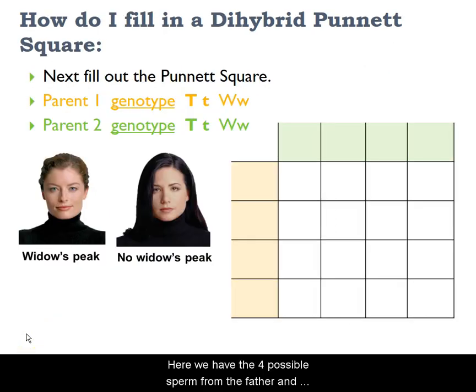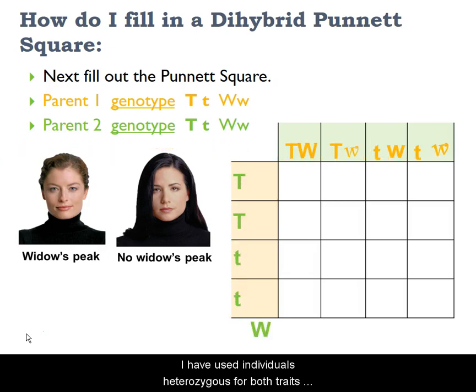Here we have the 4 possible sperm from the father and 4 possible egg combinations from the mother. I have used individuals heterozygous for both traits for this particular cross. 2 different letters representing the different traits go in the outside boxes. The traits are filled across from the top to bottom, just like the smaller monohybrid cross Punnett squares.